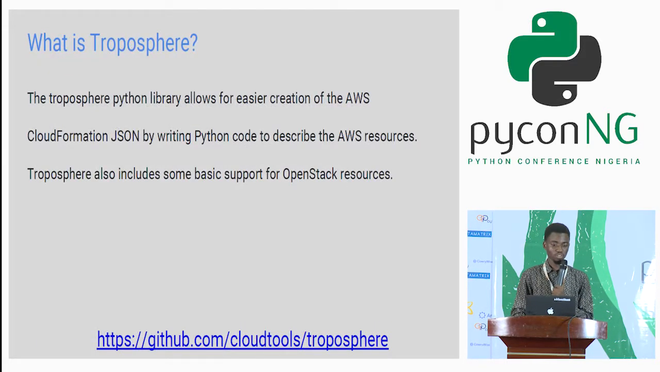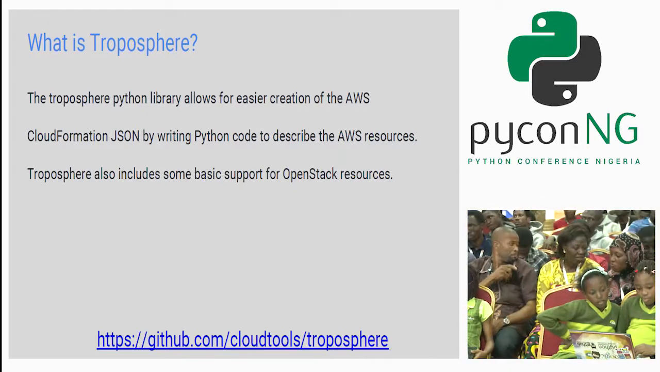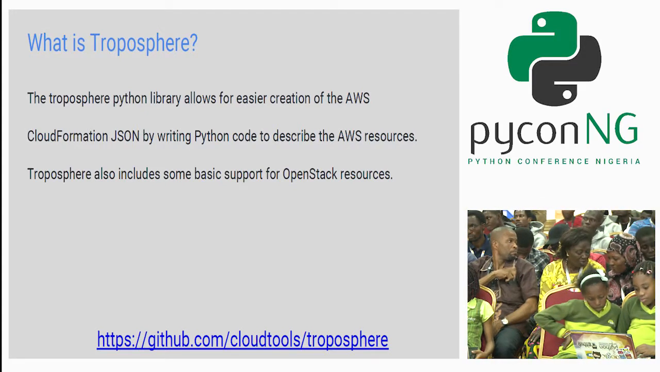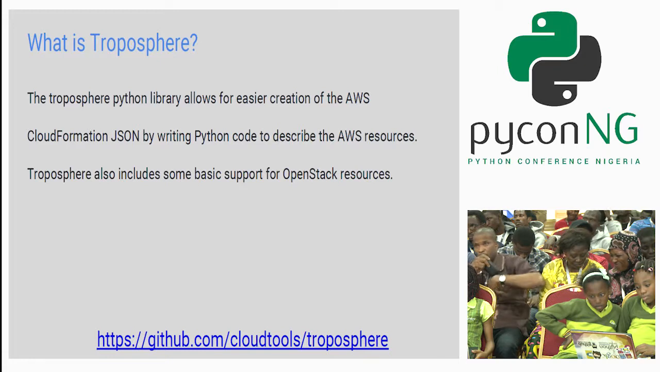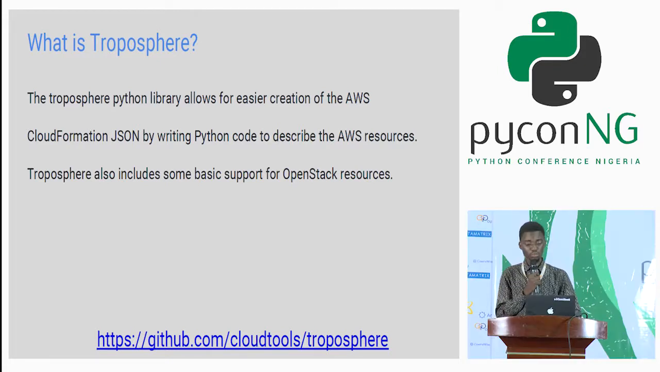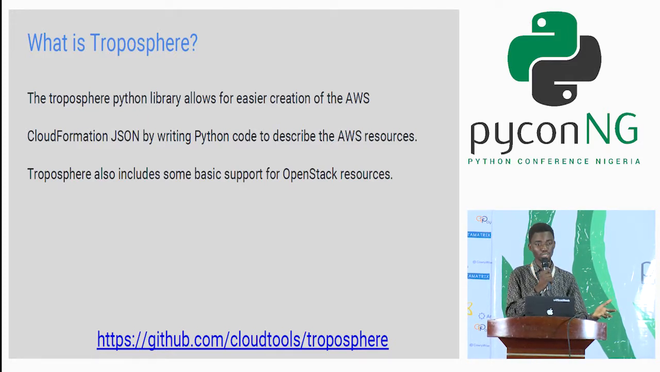So what is troposphere? Troposphere is a Python library that allows for easier creation of AWS CloudFormation JSON by writing Python code to describe AWS resources. Troposphere includes some basic support for OpenStack resources. Basically, you mostly write your CloudFormation template in either JSON format or YAML format.